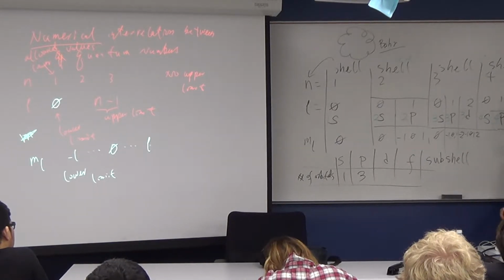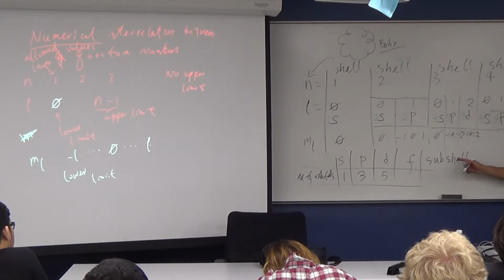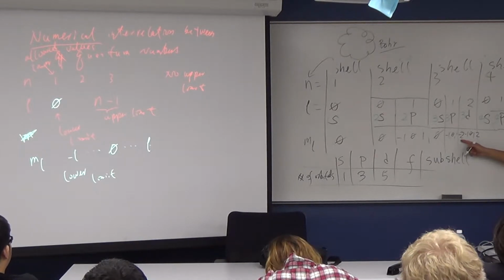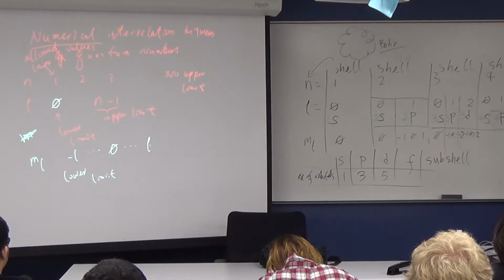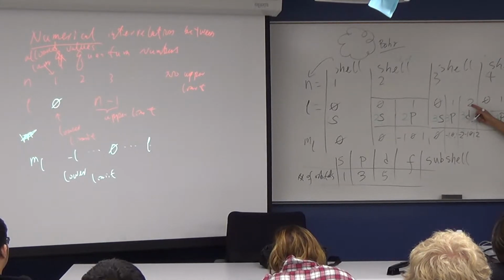Okay. Now you find the pattern, right? How many orbitals for the D type? 5. Why 5? See here, right? 1, 2, 3, 4, 5, 5 numbers, from -2 up. Where did you find the number? From the 2. What is the 2 standing for? This means L is 2.